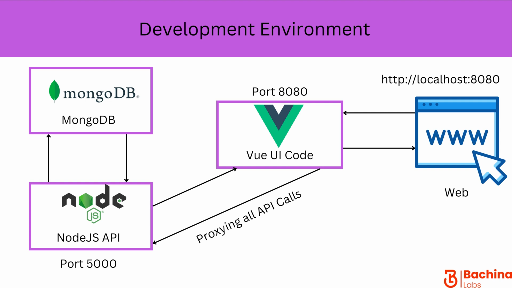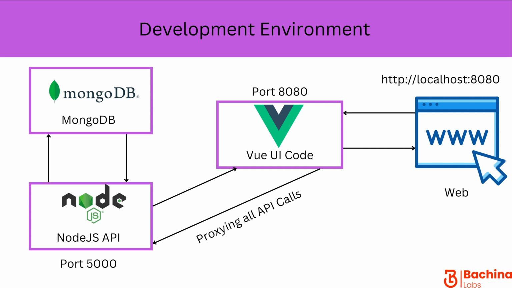So whenever a request comes from the web, Vue.js handles that request on port 5173, but whenever it needs to fetch some data from the API, all the API calls will be forwarded to the Node.js API server. That means you have to define this configuration in vite.config.js.